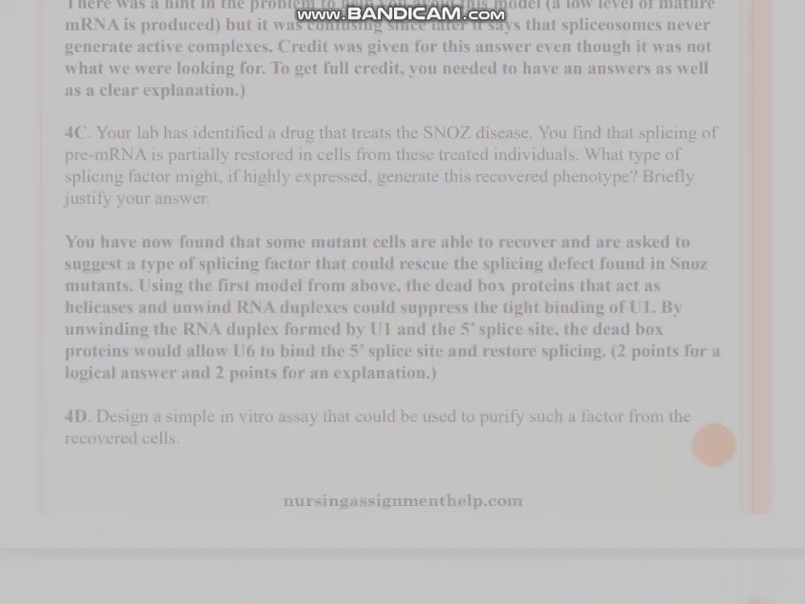There was a hint in the problem to help you avoid this model. A low level of mature mRNA is produced, but it was confusing since later it says that spliceosomes never generate active complexes. Credit was given for this answer even though it was not what we were looking for. To get full credit, you needed to have an answer as well as a clear explanation.